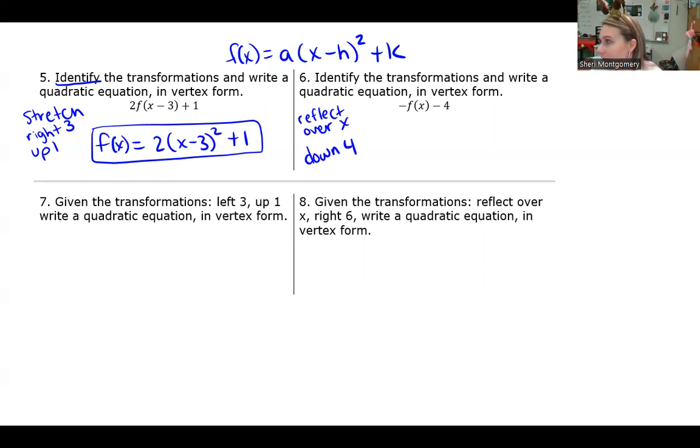So if we wrote this in vertex form, we put the negative outside and then we've got our parentheses. Nothing's inside the parentheses, so nothing goes inside. Looks like that.